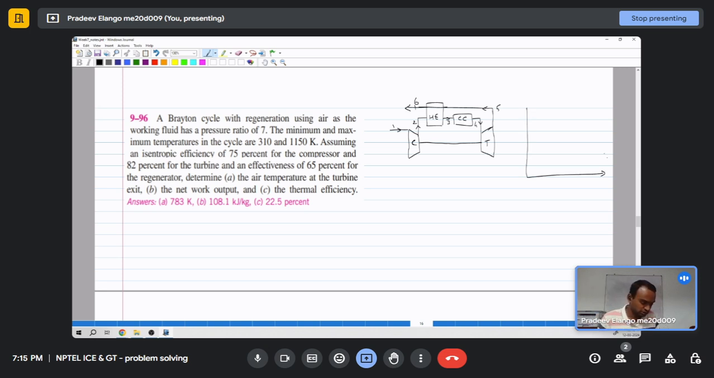To represent it in a T-S diagram, we have isentropic compression, then constant pressure heat addition till point 3, and then again constant pressure heat addition till point 4. And then isentropic expansion to 5, and then some heat rejection to 6.